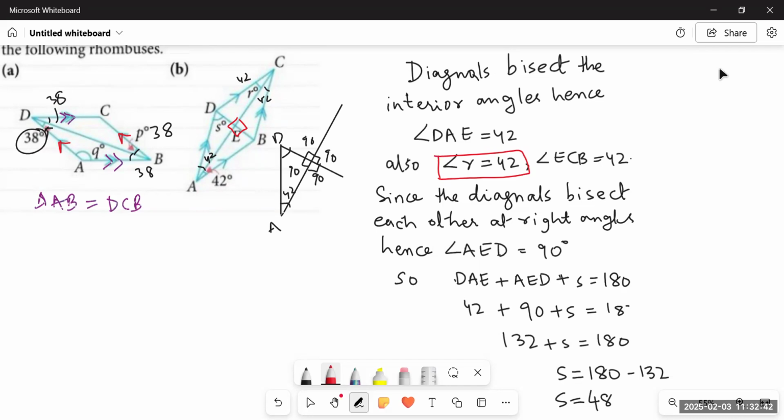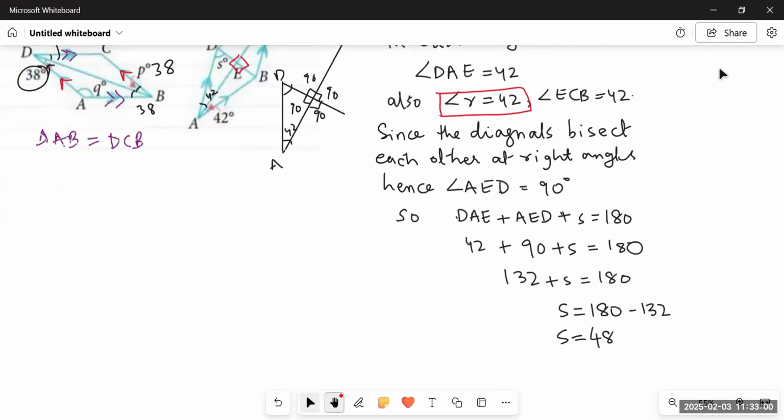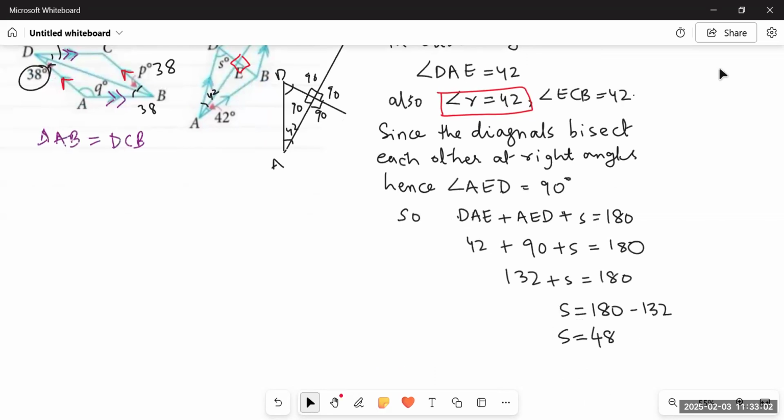So we just have to find out angle S, which is the third angle, and we can easily find it by using the angle sum property of triangles, which is S plus 42 plus 90 is equal to 180 degrees. And by using this equation, we can easily figure out that angle S is equal to 48 degrees. I hope, students, this question is now clear to you.